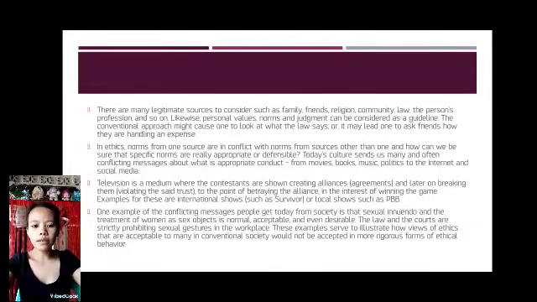One example of conflicting messages people get today from society is that sexual innuendo and the treatment of women as a sex object is normal, acceptable, and even desirable. The law and the courts strictly prohibit sexual gestures in the workplace. This example serves to illustrate how views of ethics that are acceptable to many in conventional society would not be accepted in a more rigorous form of ethical behavior.